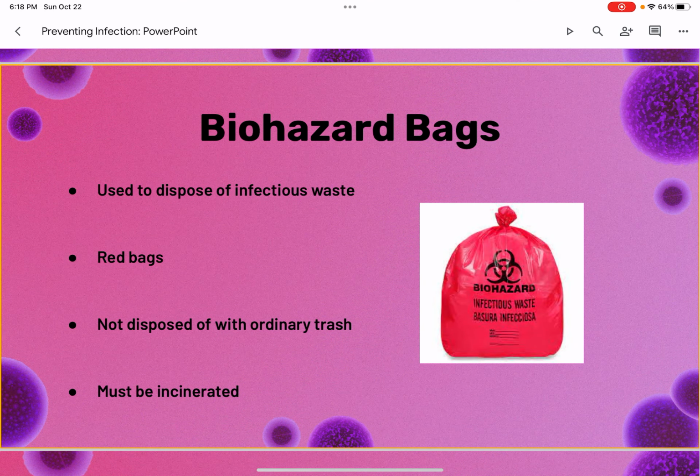A biohazard bag, like what's in the picture, is used to dispose of infectious waste. Infectious waste is waste that's contaminated with blood or body fluids. Biohazard bags are red bags. They're not disposed of with the ordinary trash, and they must be incinerated.